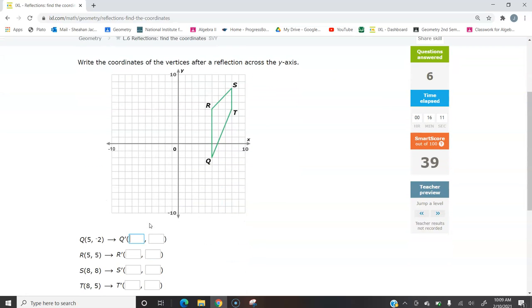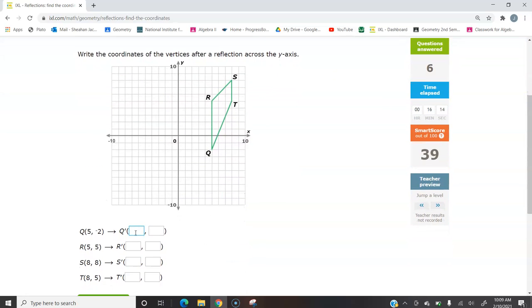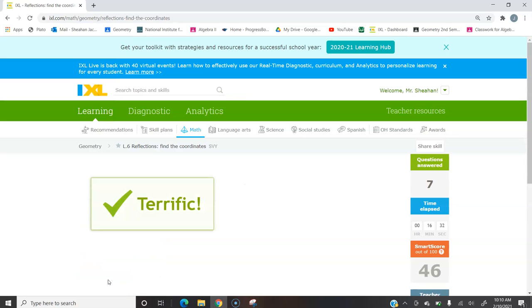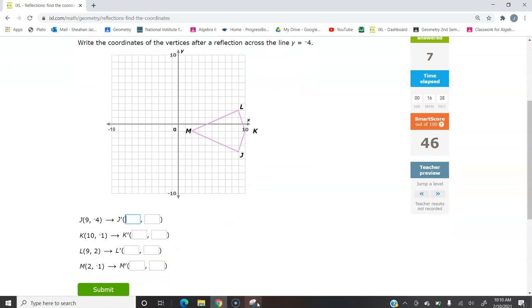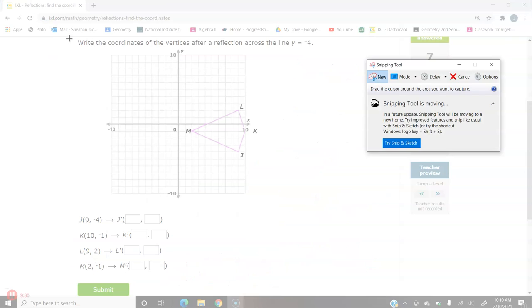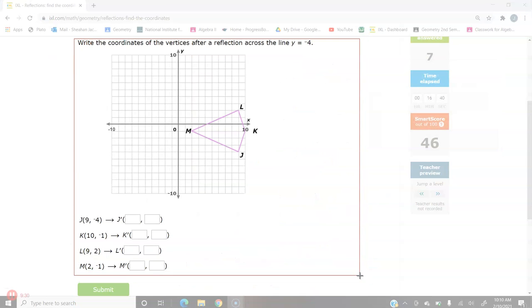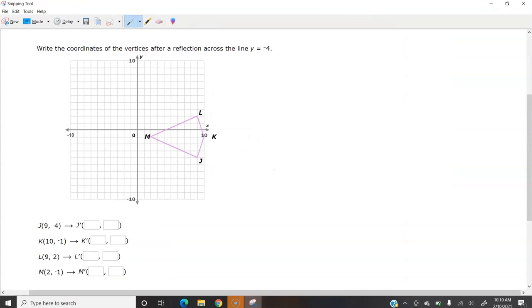Super. Okay. Y-axis, let's go ahead and do that one real quick. All my x's will change. All my y's will stay the same. Okay, here we have y equals -4. Let's use our new rule. Okay, again, this is y equals, so we're going to be changing our y's. So we're going to use this and multiply it by 2.